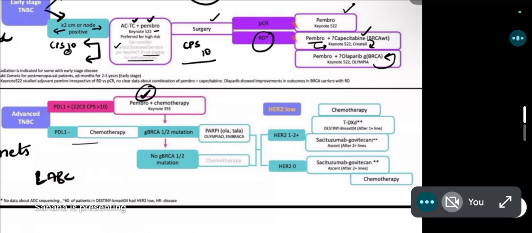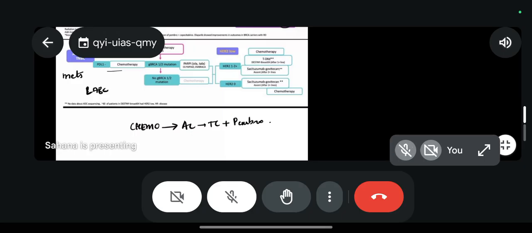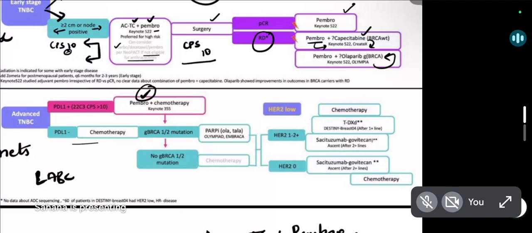Yeah. You give total neoadjuvant ACTC plus pembro followed by surgery, pCR and residual disease. And because of this, there is a chance the question will come on TNBC this time, because of this KEYNOTE-522. Then in both the settings you'll have to give olaparib, so BRCA testing is there in both.